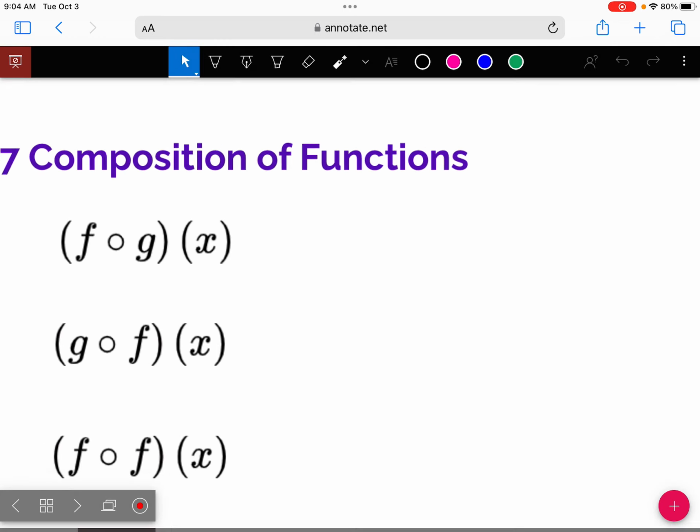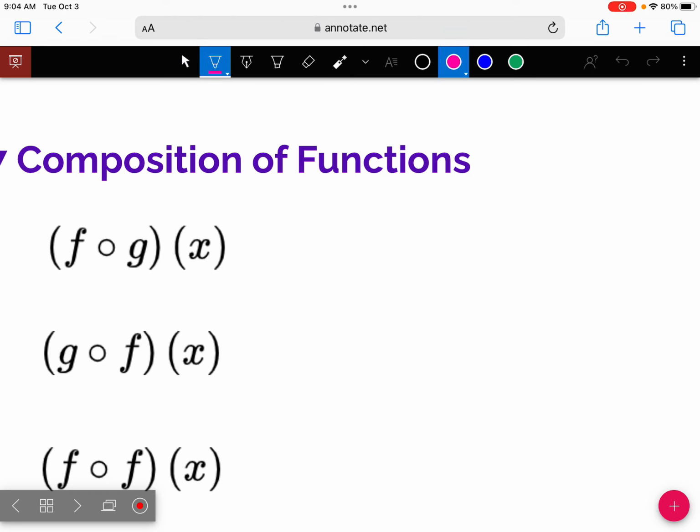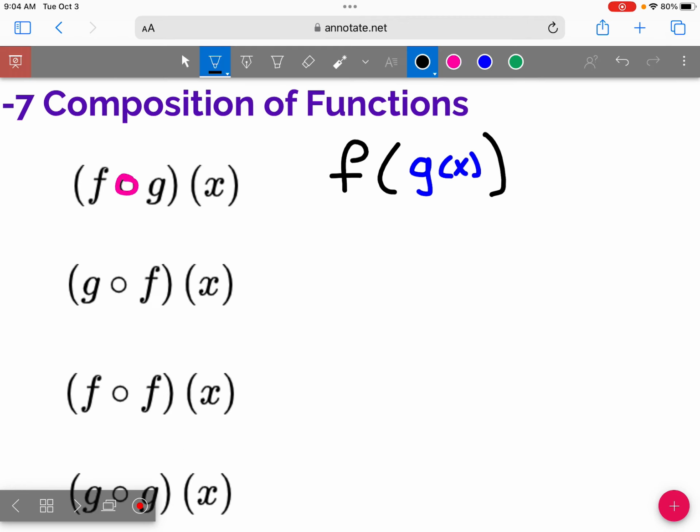So when it says this little dot, our open circle, this means we're going to take our f function and we're going to substitute g of x in place of the x. F of g of x. Like the second one is g of f of x. These are fun. Well, as fun as math gets. I'll take it.